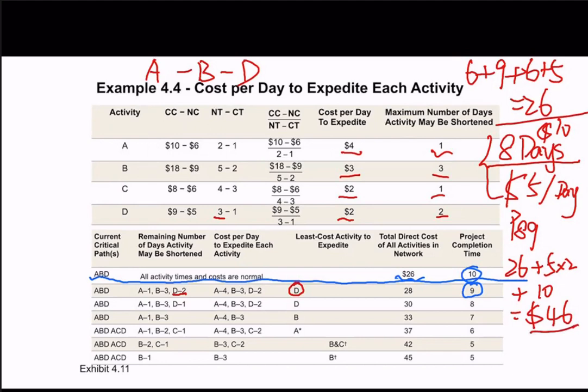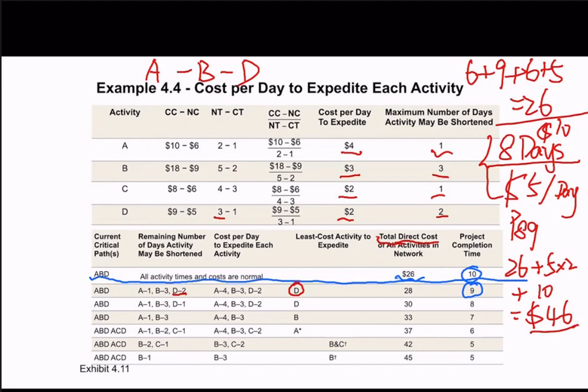And here the table only needs the total direct cost. So if we keep the normal time to complete the project, the direct cost will be 26, which is 6 plus 9 plus 6 plus 5. This is the 26.